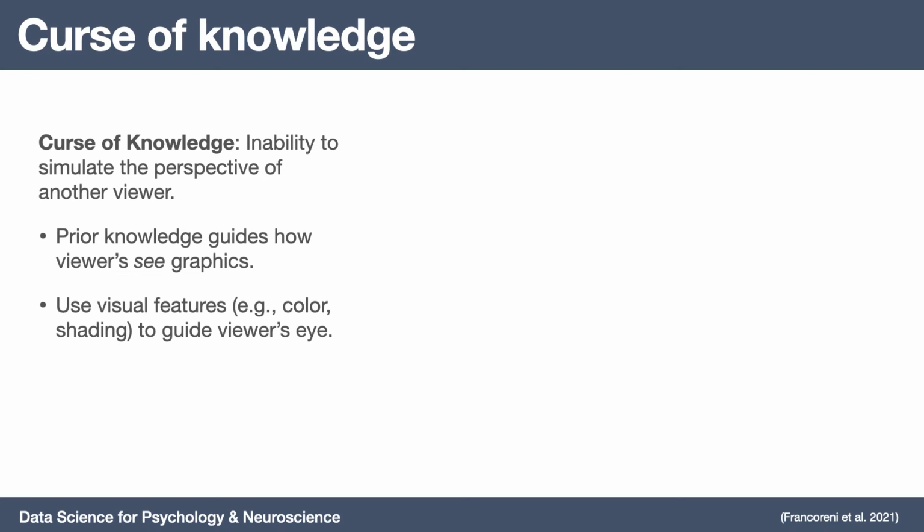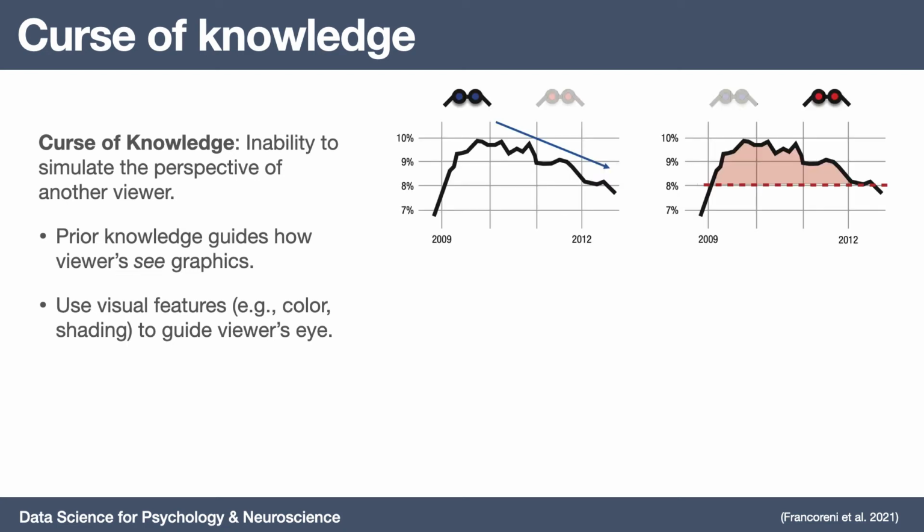We also know that visual features like color and shading, etc., guide the viewer's eyes. And you can use this to guide viewers to different parts of patterns in an overall data set. So here's an example. This is, let's say, unemployment over time. And so you see unemployment goes up and it goes down between 2008 and 2013.